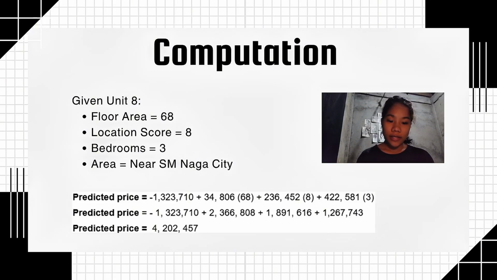And that equals 2,266,808. Now step 3, we multiply the location coefficient by 8, and that equals 1,891,616. And step 4, we apply the bedroom coefficient and multiply it by 3, and that equals 1,267,743. And finally, we add all the values together and we get 4,202,457. And that is the predicted fair price for Maria's unit.